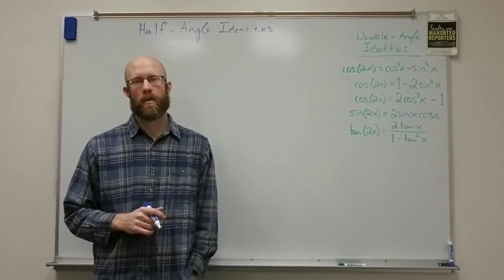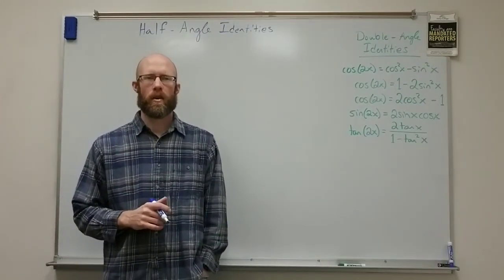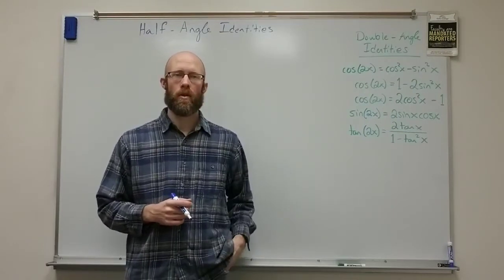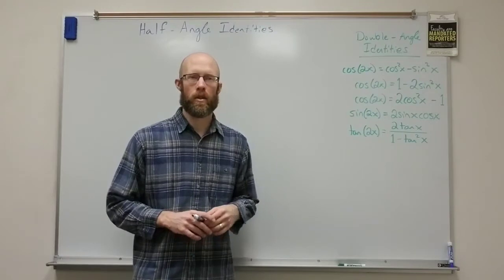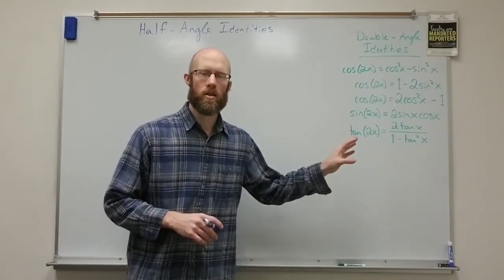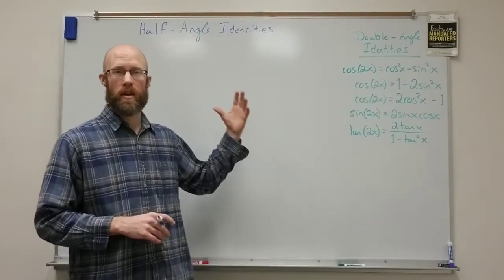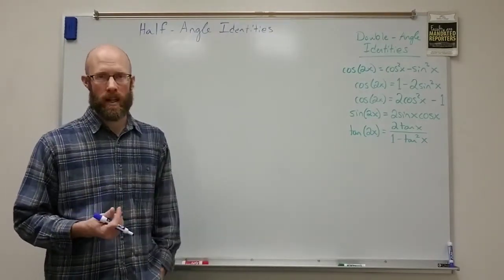The next topic that we're going to be covering is called half-angle identities. We've already discussed the double angle identities in the last section, and now we're going to be using those identities to derive a new set of identities called the half-angle identities.